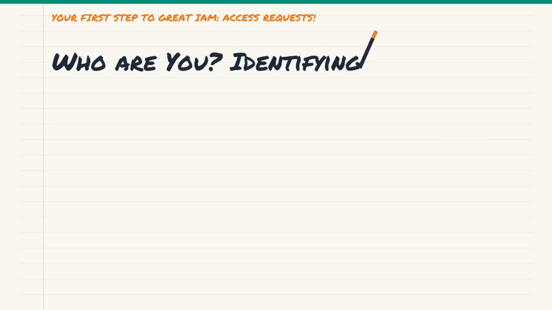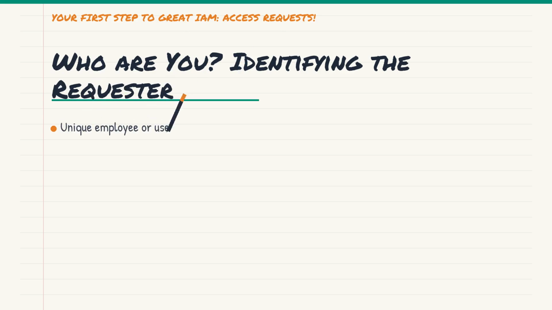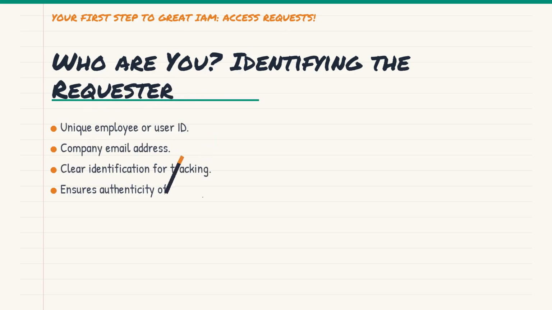The first big piece of info on any access request is, who are you? We need to know exactly who is asking for access. This isn't just your name, it's often a unique identifier like an employee ID or your company email address. This helps systems and people track requests and ensures the request is coming from a legitimate person within the organization. It's like showing your ID badge at the reception desk. We need to be sure it's actually you.